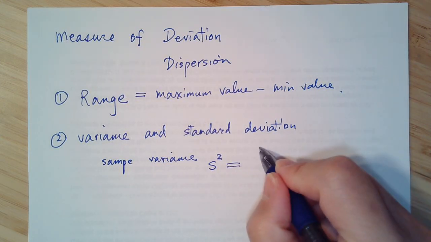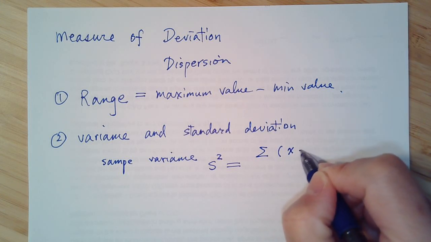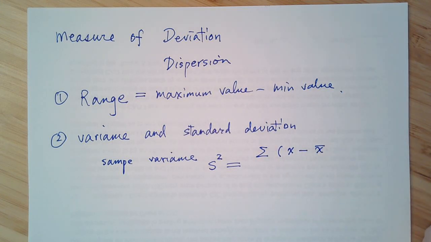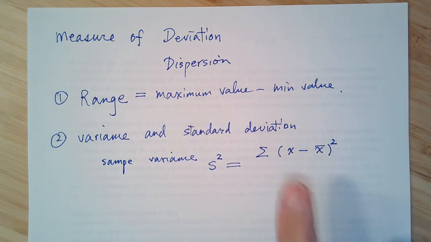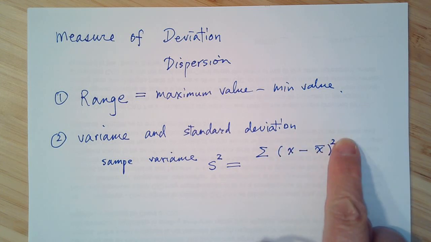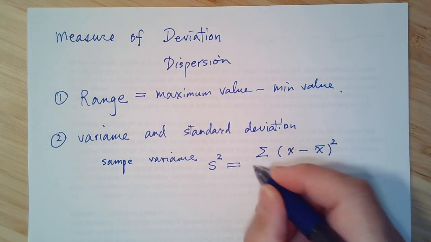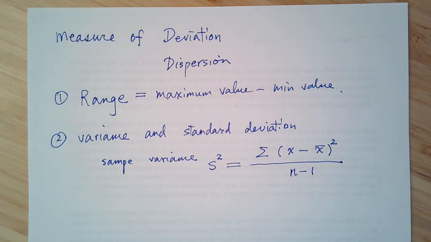And the formula is the summation, which is the sum of each x value minus the mean, the sample mean. X bar is the sample mean. You square it. So you use each x value minus the sample mean, you find the difference, you square it, and then you add up. That's the numerator, and the denominator is n minus 1. This is the formula for sample variance.